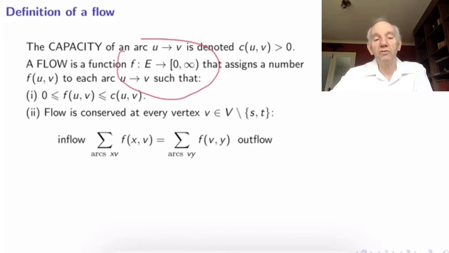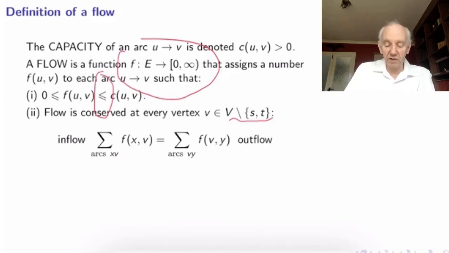So in contrast to the capacities, the flow numbers could be 0, or some of them could be 0, but they can't be more than the capacity. Each flow number is at most equal to the capacity. And then, as I said, at each vertex other than the source or the sink, so I'm not talking about the source or the sink, the flow coming in is equal to the flow going out. So here the picture is I've got a vertex V, and I've got one or more edges coming into V, and one or more edges going out of V.